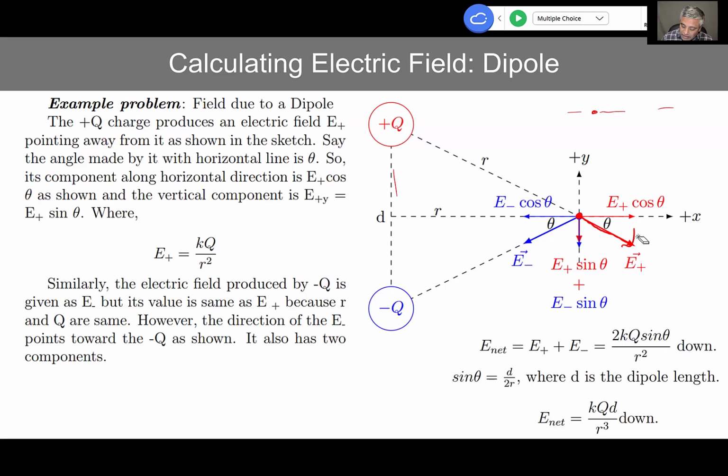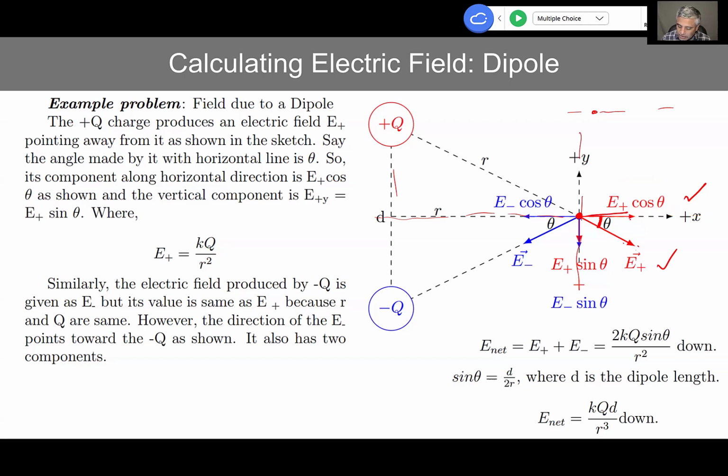Now, that is one. So what we can do is assume there is a horizontal x-axis and a vertical y-axis, and we can write its components, okay? If we say this angle is theta, then this is going to be the cosine component of this one, because this is going to be the adjacent, right?